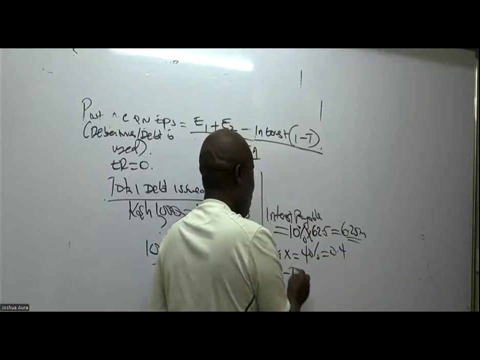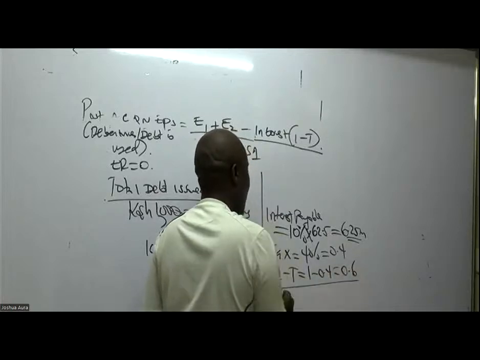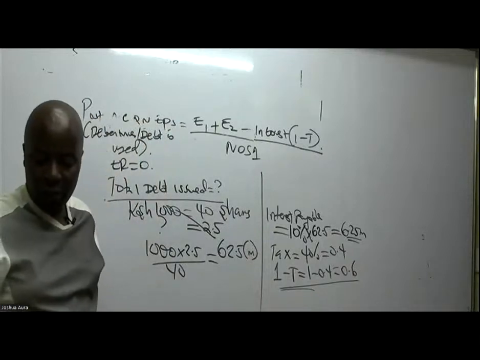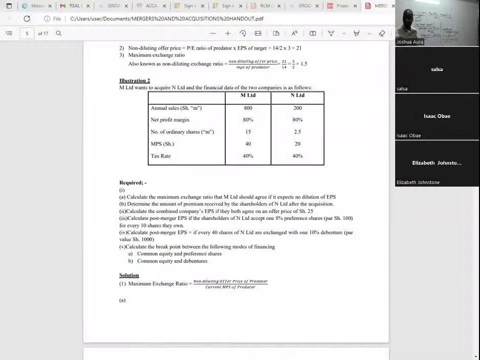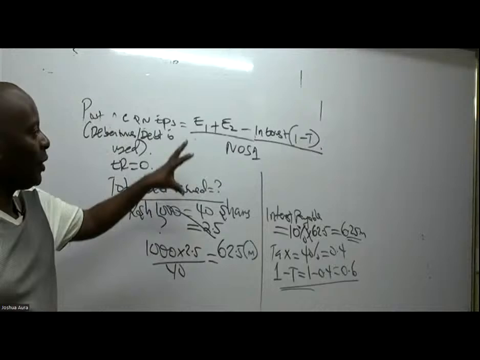So 1 minus tax will be 1 minus 0.4, which gives me 0.6. This is where I got my 40% from. Tax has been given, it's 40%. It's not always 30%.